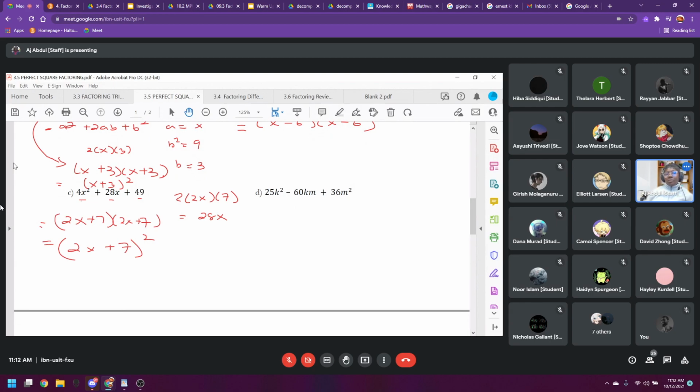So we square root the first term, we square root the last term, and then the middle term is 2 times a times b. Let's check the last one to see if it's a perfect square trinomial. I square root 25k squared, so a squared equals 25k squared, a equals 5k. B squared equals 36m squared, b equals 6m. So 2ab is going to be 2 times 5k times 6m.